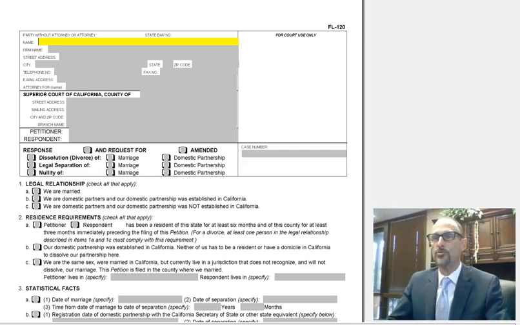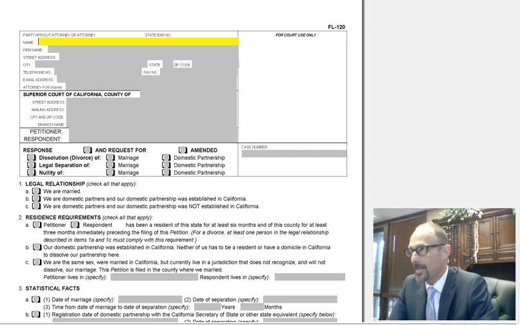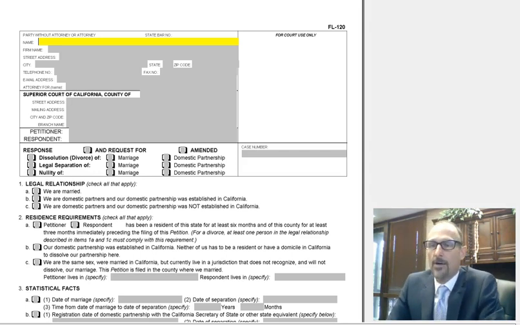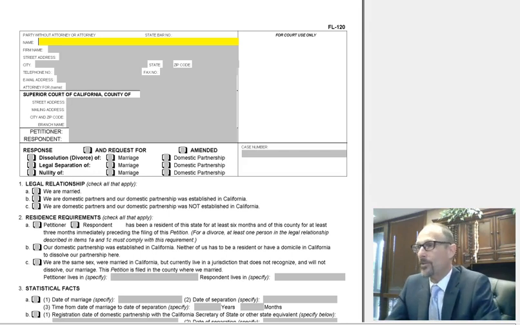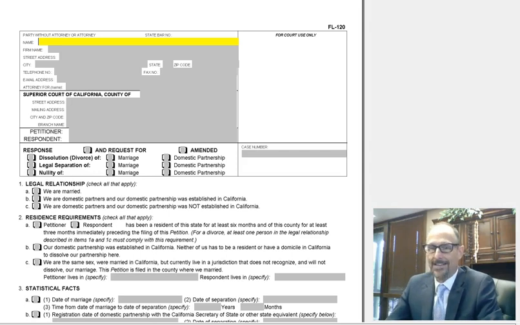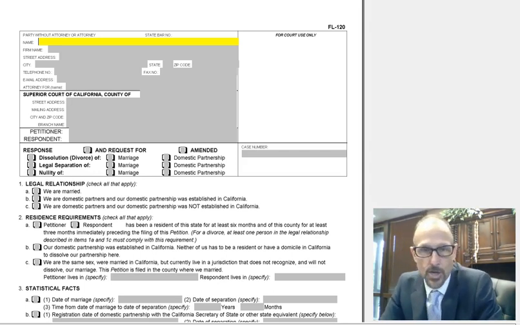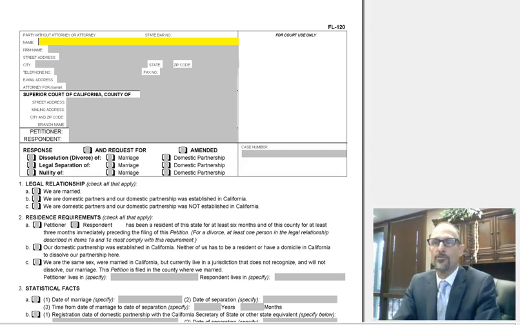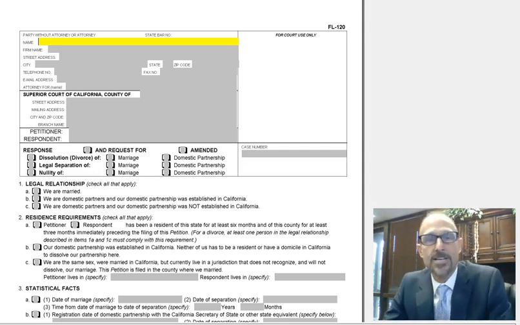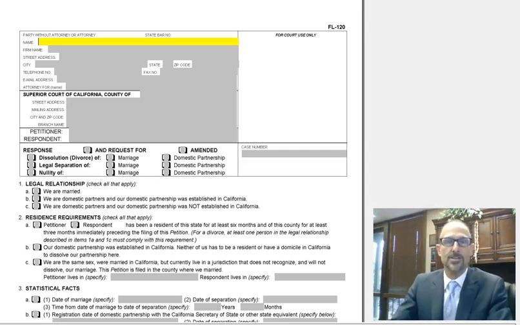Okay, so if you do not have your FL-120 form in front of you, then I would suggest that you get online and print it out. It's easy to find. Print it out, and then come back and start this video again, or pause it and just come back and get rolling. Some of you are listening or watching, and you can actually see the form at the same time. So I'm going to go line by line through the form and help you get an idea of how to fill this form out. Okay, starting at the very top of the form, party without attorney or attorney.